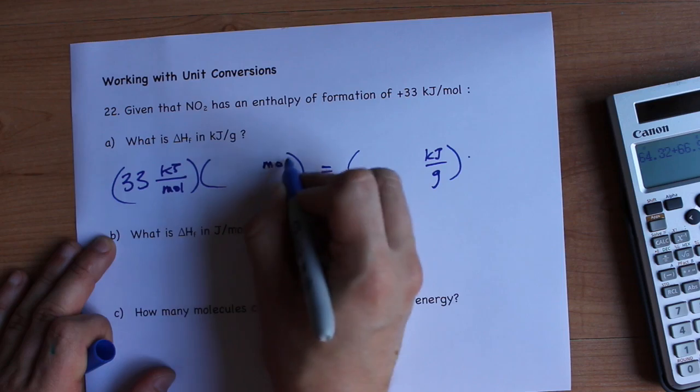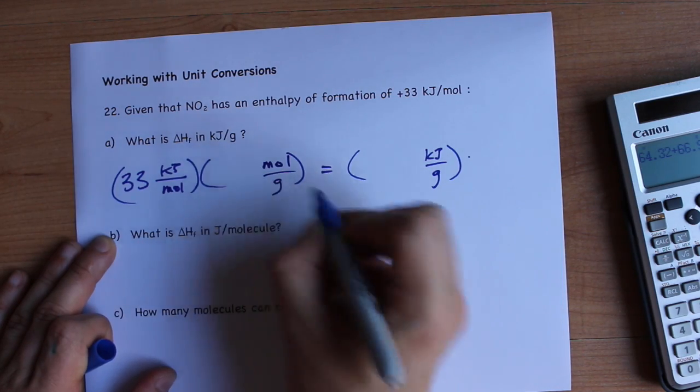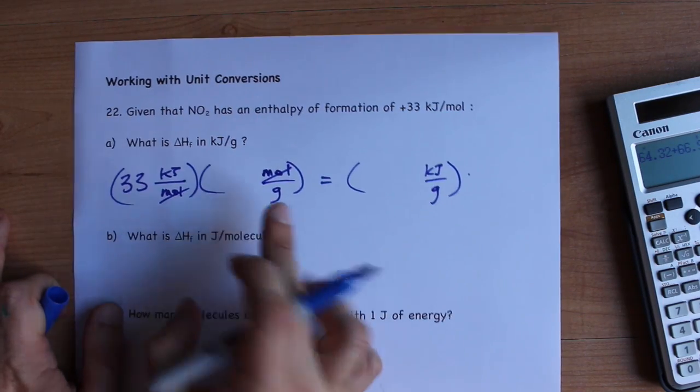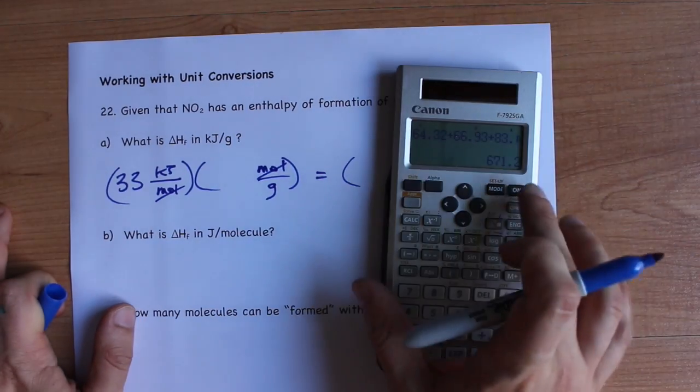So we want to multiply this by moles per gram in order to make the units cancel out. You can also think of this as dividing by molar mass. There's no secret there.